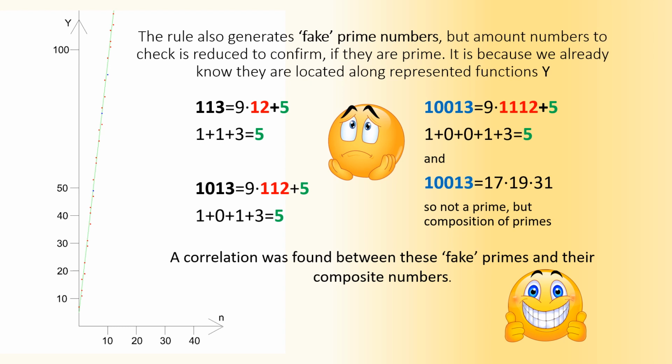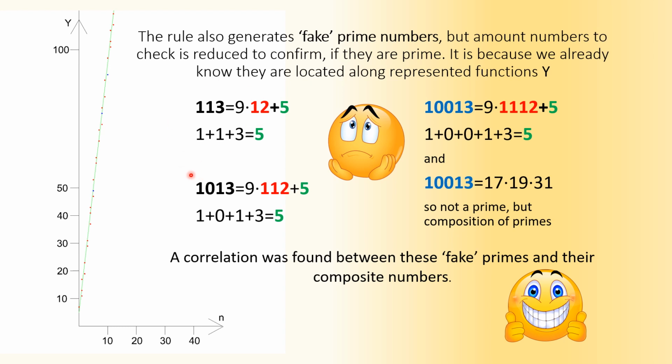The amount of numbers that need to be checked as to whether they are prime is reduced, because we already know they are located at the represented functions y. As you can see here, there are not many of them that we need to check compared to the whole infinite amount. Now let's take, for example, the number 113. This belongs to the function 9 times n plus 5, and of course the sum of digits gives 5. So we know it is a prime.